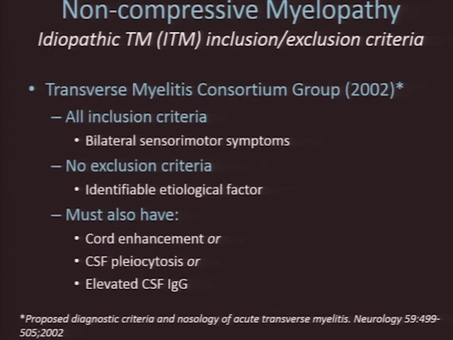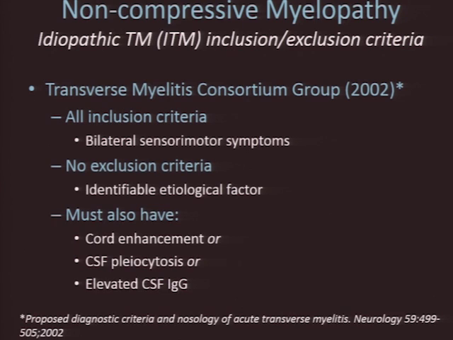So the inclusion criteria have to have bilateral sensory motor symptoms. And I just want to make a note here, this I find very confusing. Transverse myelitis, you think that the signal abnormality actually is transverse. Well, the transverse doesn't refer to the anatomic cord signal abnormality. It has to do with the distribution of the symptoms being bilateral.